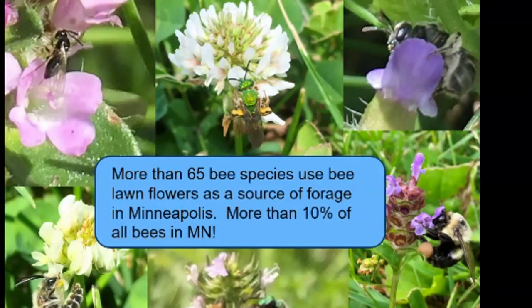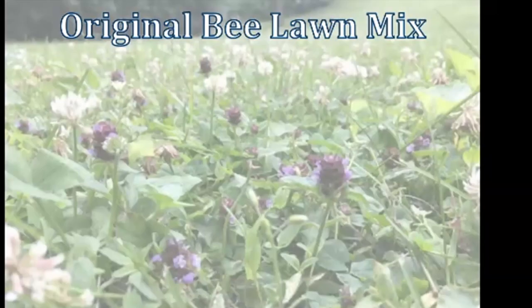That being said, you do see increased bee diversity as you incorporate more flowers, where we saw more than 10% of all of the bees in the entire state of Minnesota on just these bee lawn flowers. Keep in mind, they only had 4 test sites, all located in Minneapolis, so it's probably an even higher number than that. The fact that we saw this many bees is incredible. 65 bees is a ton. We would have been thrilled if we saw half of that number. So that covers the original bee lawn mix.